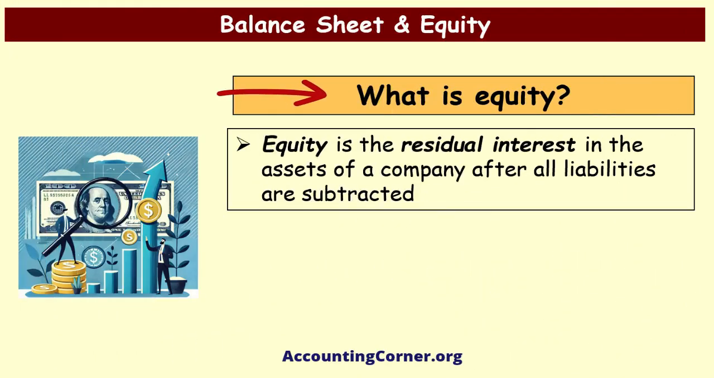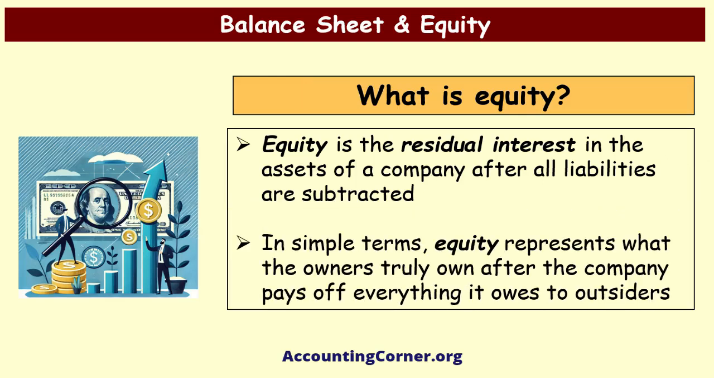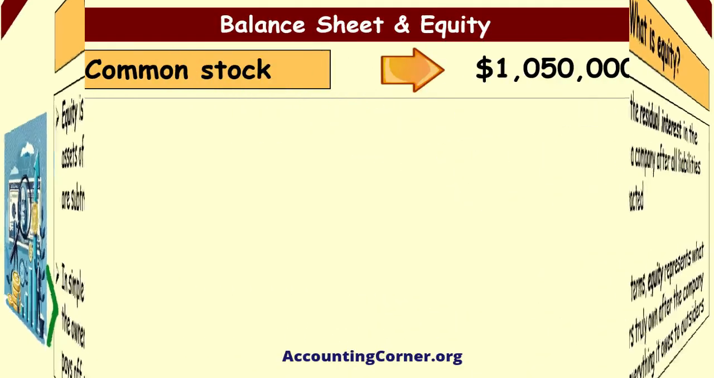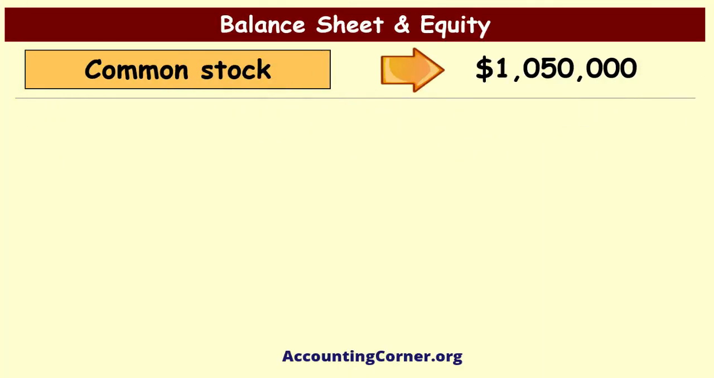Let's revise. What is equity? Equity is the residual interest in the assets of a company, after all liabilities are subtracted. In simple terms, equity represents what the owners truly own after the company pays off everything it owes to outsiders. Now let's analyze each given item. Determine what is it, and whether it is a part of equity or not, and why.